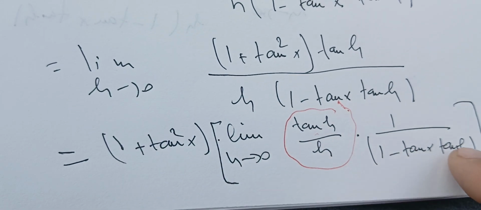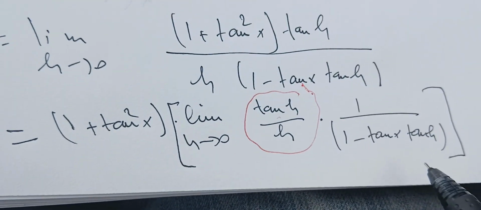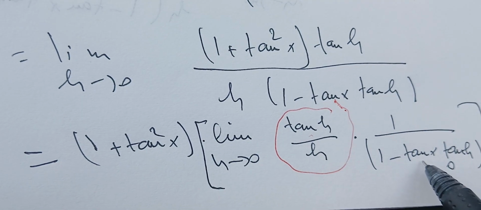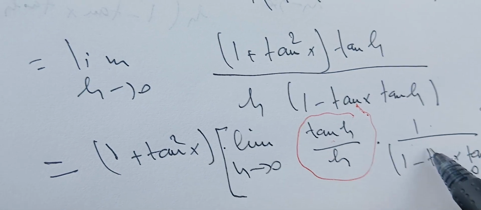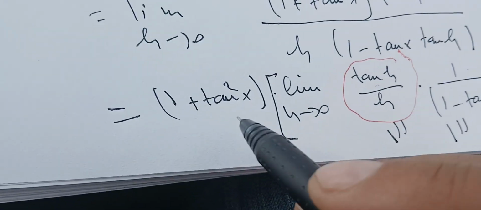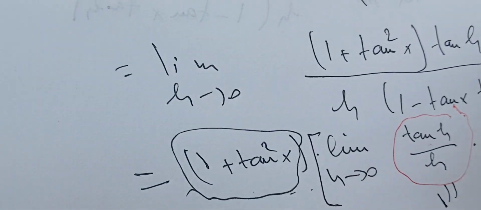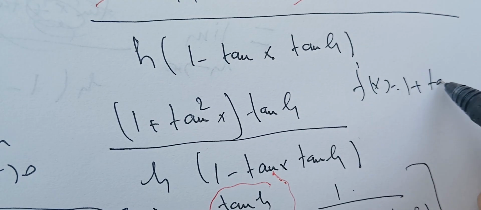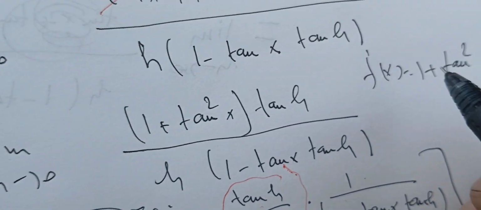Here, when we put h as 0, we have no problem, because we have 0 times a constant, and it's 1 over 1 minus 0, which is 1 over 1. So this is 1. This is 1. And by the end, what are we left with? We are left with 1 plus tangent squared of x. So that means the f prime of x is 1 plus tangent squared of x. So this is the derivative of the tangent.